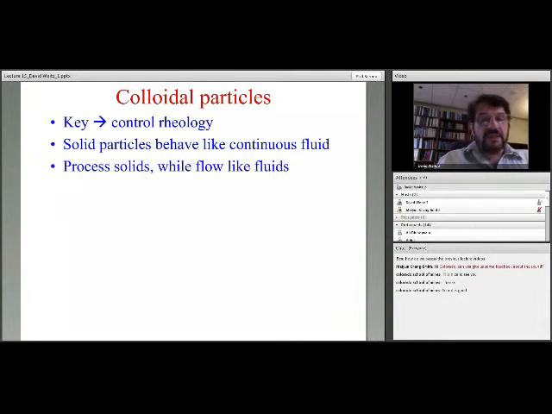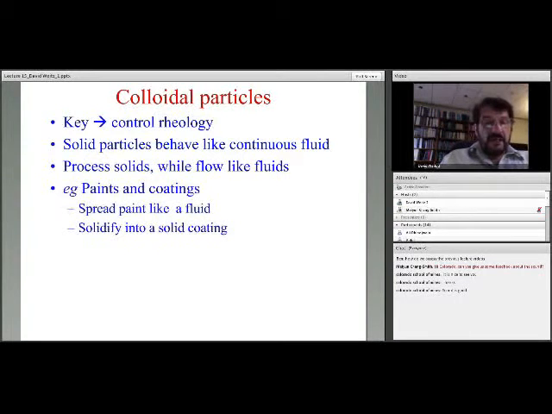This also allows you to process the solid particles. For example, when you coat something, when you spread the particles, you spread them like a fluid, but once the fluid disappears, that's the way paint works, the fluid disappears, and the colloidal particles then fuse together to make a solid coating.